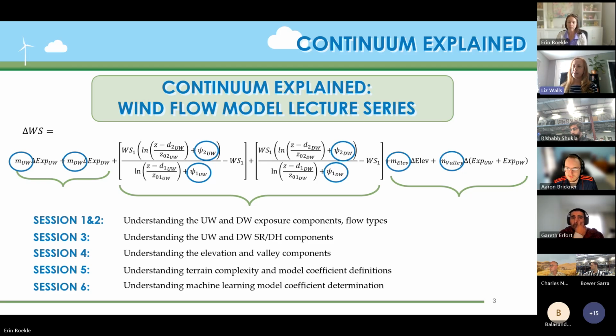In session 5, we'll start getting into terrain complexity and how that relates to model coefficients and how we're able to have model coefficients that vary depending on terrain complexity and how that further enhances the model. And then finally, session 6 ties it all together where we explain the machine learning algorithm that we use in Continuum, which finds the model coefficients for a given site based on cross prediction and minimizing the error between met sites. That will tie it all together, and that will complete our 6-part series.